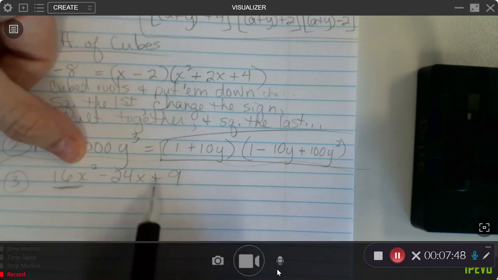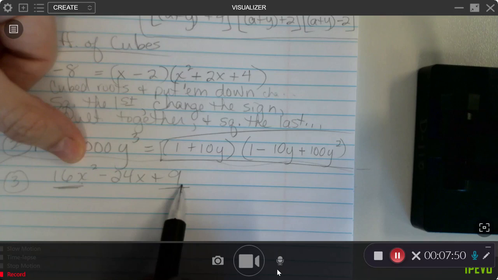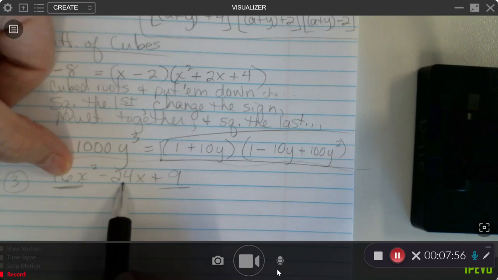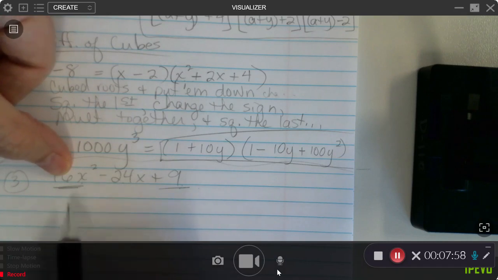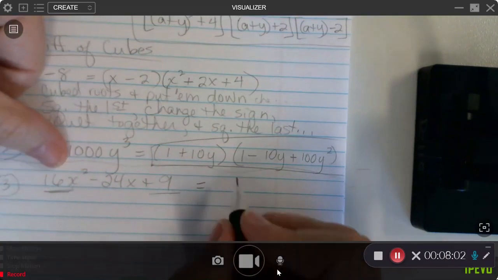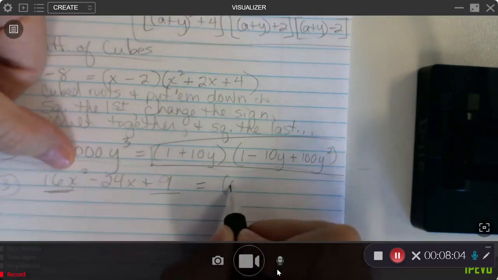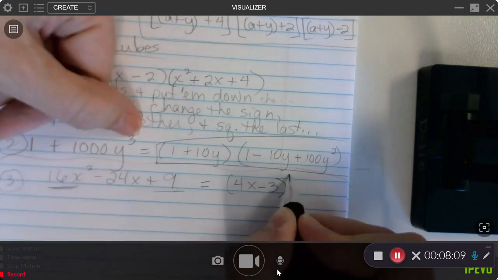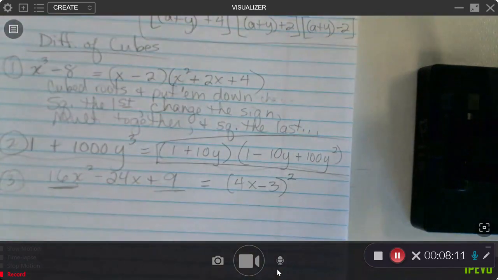The last one is 3 squared, right? Multiply 4 times 3, what do you get? If you double it, this is a perfect square trinomial, isn't it? Like the Pascal's triangle thing. This is 4x minus 3 quantity squared, isn't it? Remember?